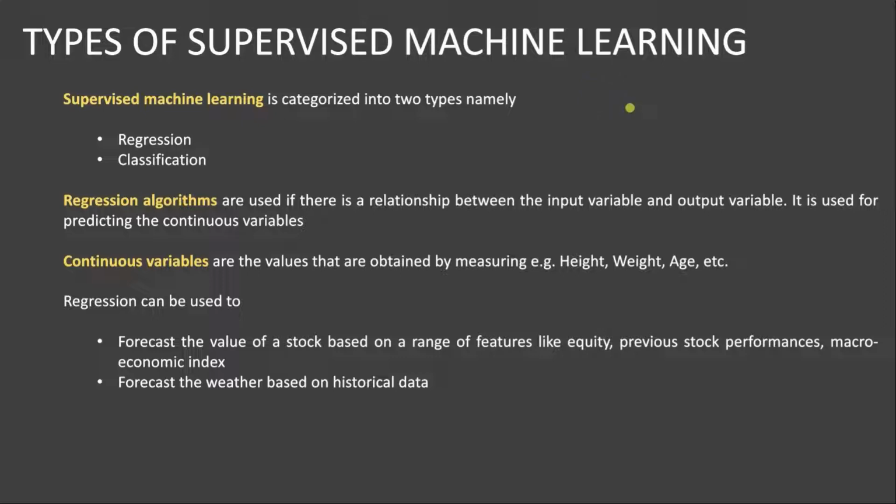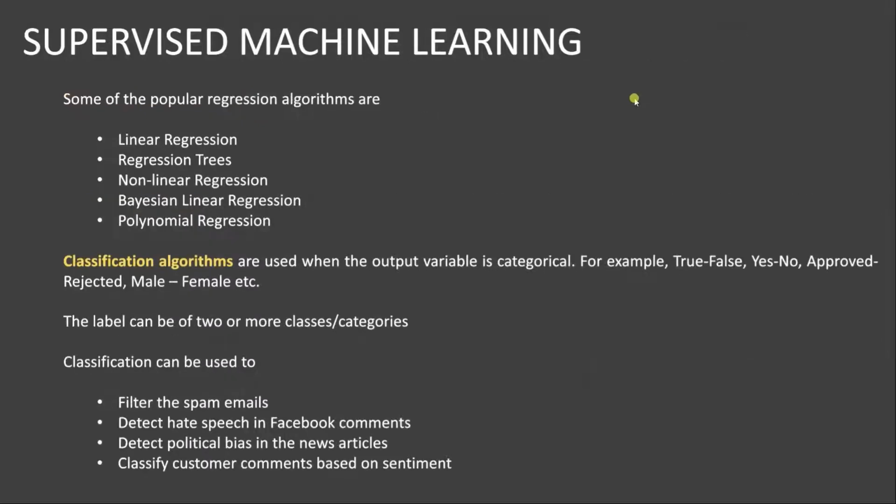Regression can be used to forecast the value of a stock based on a range of features like equity, previous stock performances, and macroeconomic index, etc. And also we can forecast the weather based on historical data. Some of the popular regression algorithms are linear regression, regression trees, nonlinear regression, Bayesian linear regression, and polynomial regression.